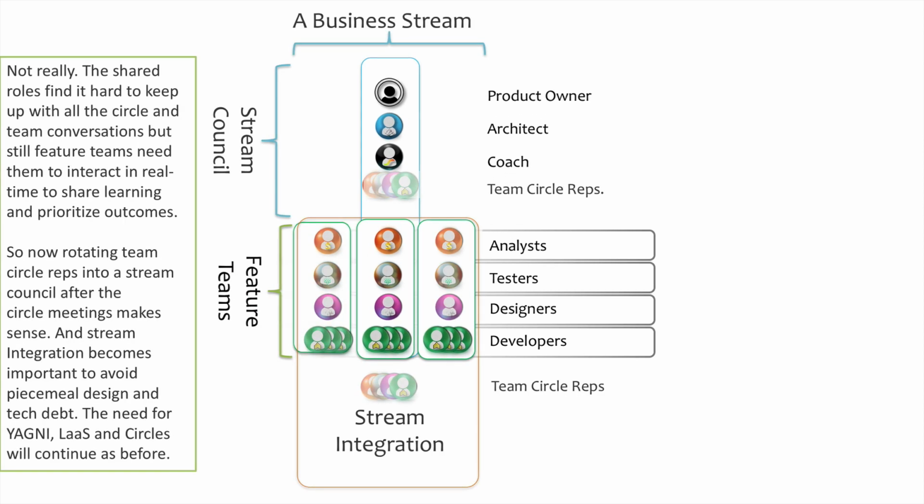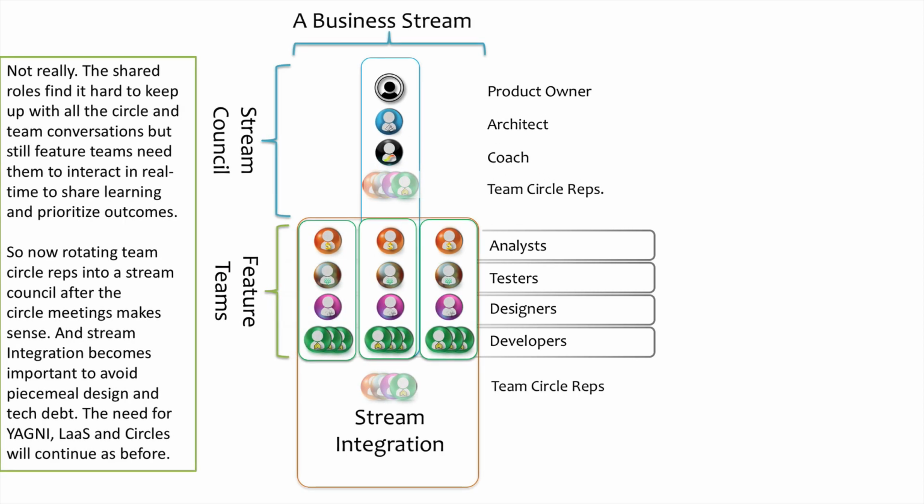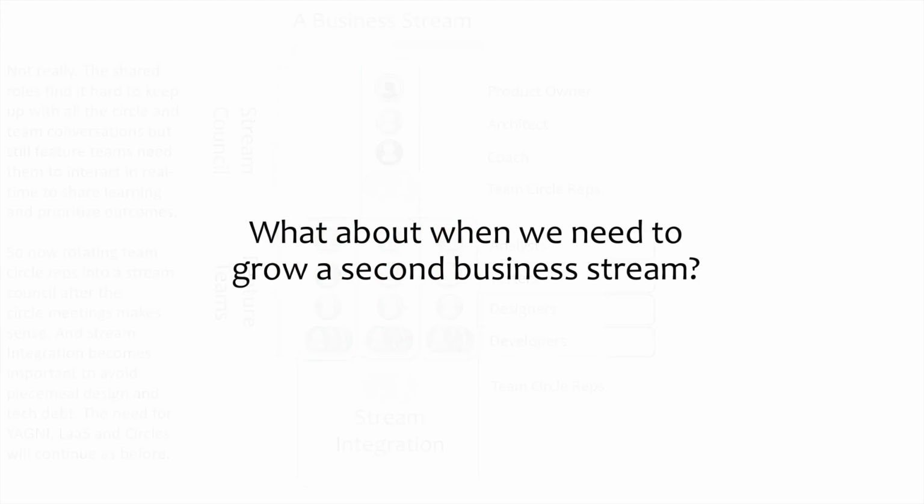The shared roles find it hard to keep up with all the circle and team conversations, but still feature teams need them to interact in real time to share learning and prioritize outcomes. So now rotating team circle reps into a stream council after the circle meetings makes sense. And stream integration becomes important to avoid piecemeal design and tech debt. The need for YAGNI, leadership as a service, and circles will continue as before.